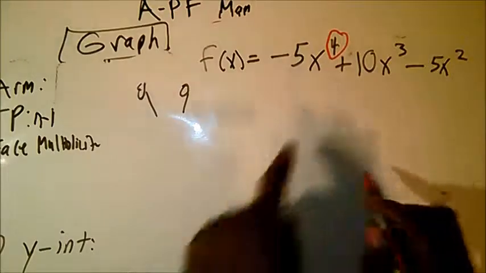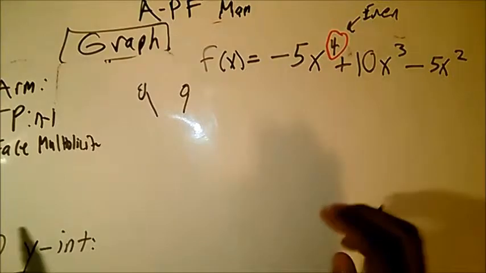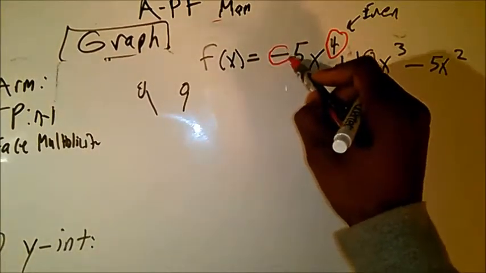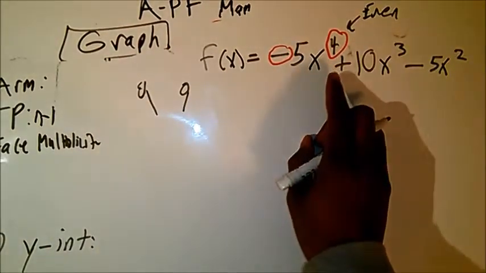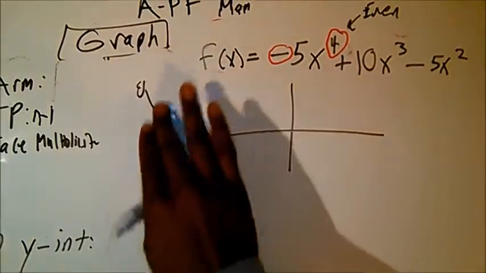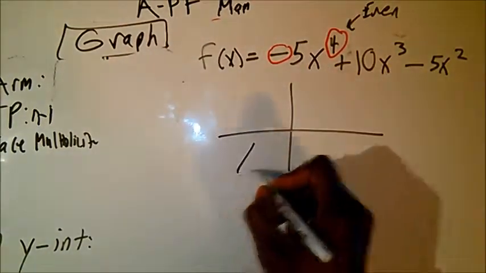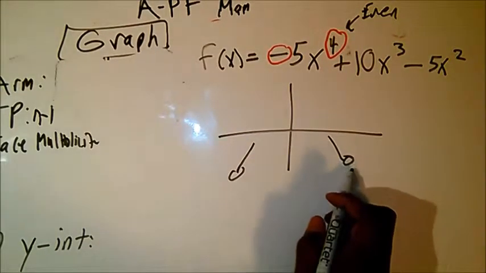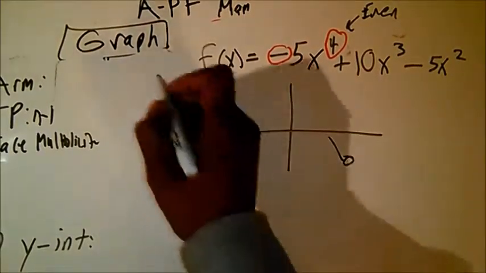And look at it. The highest power is even. And that tells us the arms are going to be facing up or down. We have to find out if the function is positive or negative. The function is negative. So the arms are going to be facing down, down left in quadrant 3 and down right in quadrant 4.